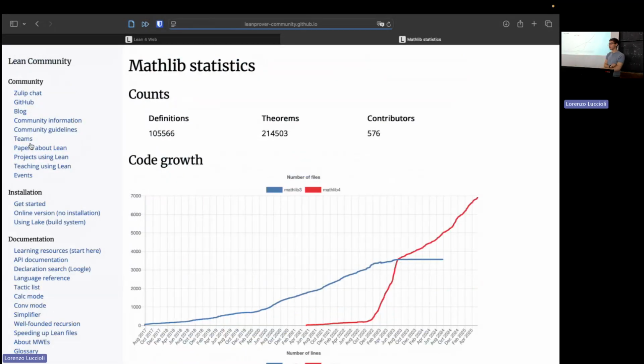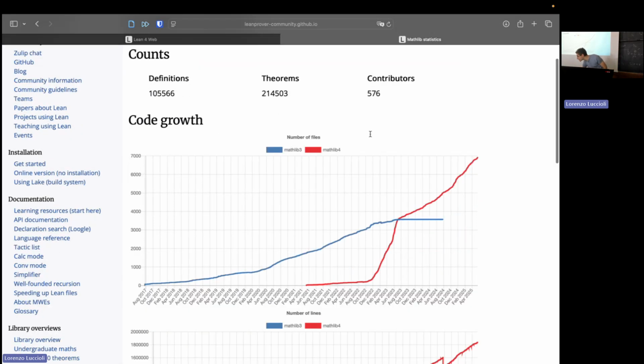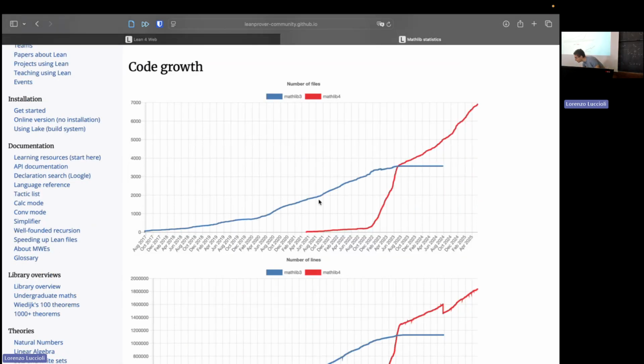Let's take a look at another page of the Lean community's website, which has some statistics about Mathlib, just to see how big it actually is. Here we can see the number of definitions and theorems in Mathlib. There are around 100,000 definitions and more than 200,000 theorems, and more than 500 people have contributed to Mathlib. Here you can see the growth of the library. It starts in 2017, because that's when Lean 3 started to be a bit more relevant. The blue line is Mathlib 3, the old system, while the red line is Mathlib 4.